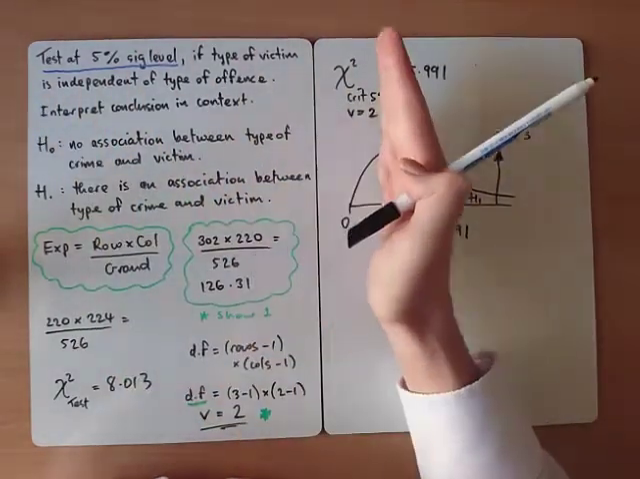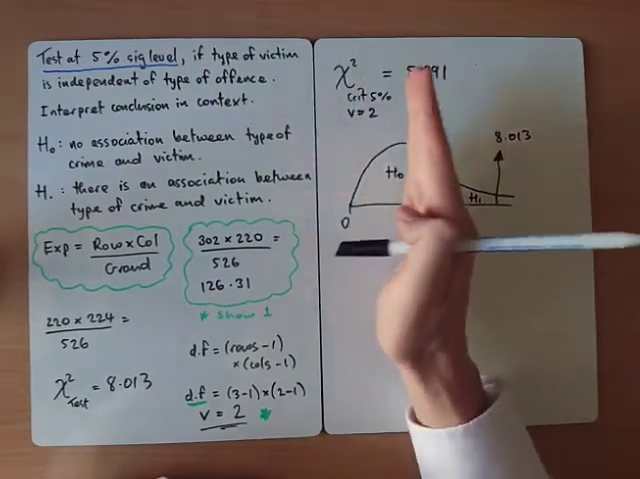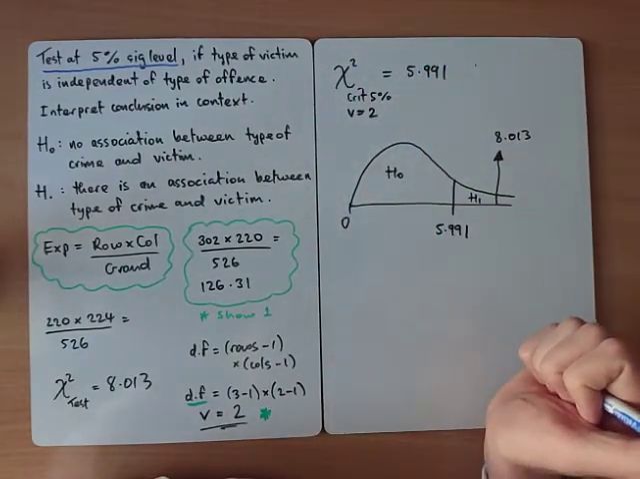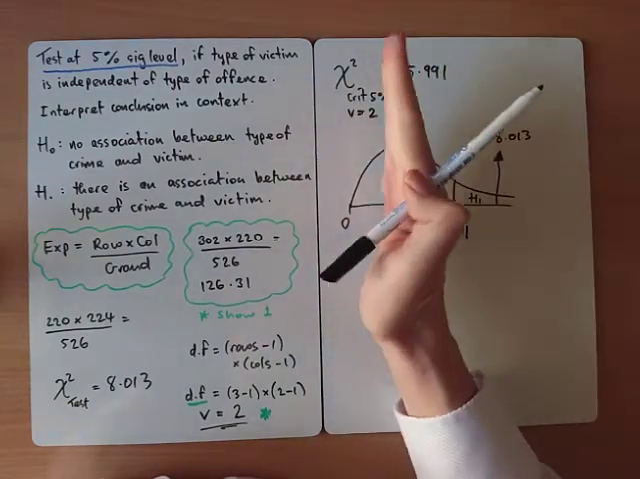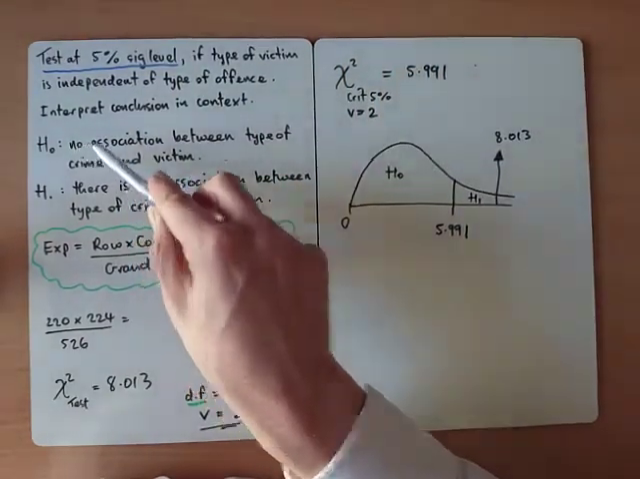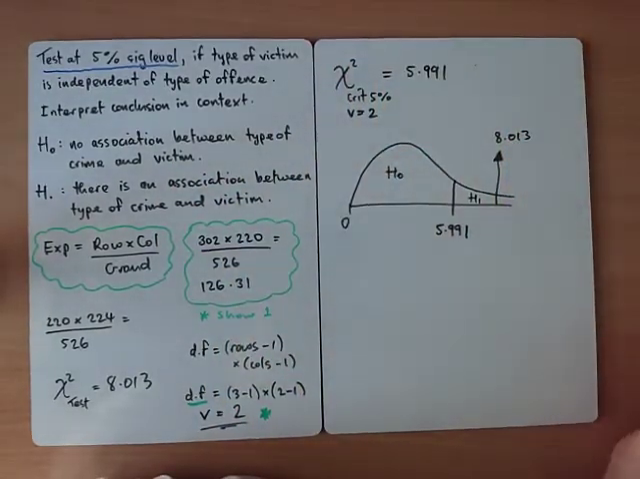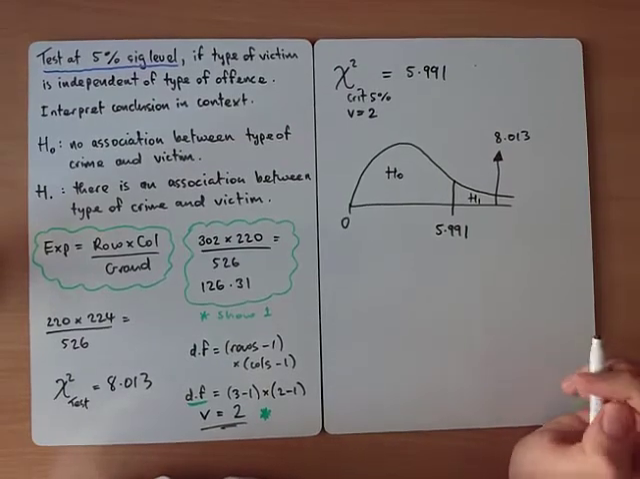If the test stat we'd have got had been small, there's not enough evidence to say that there is an association between the two things. In other words, if the observed values and the expected values were close together, we'd say no association. But if the observed values and expected values are far away, there is an association. So all we've got to do now is write our conclusion.